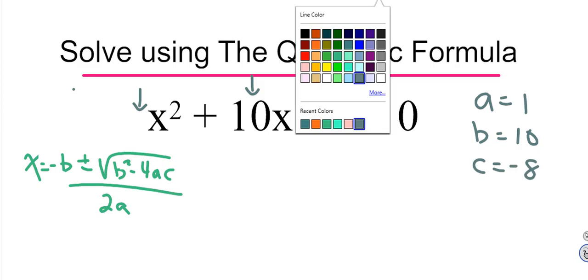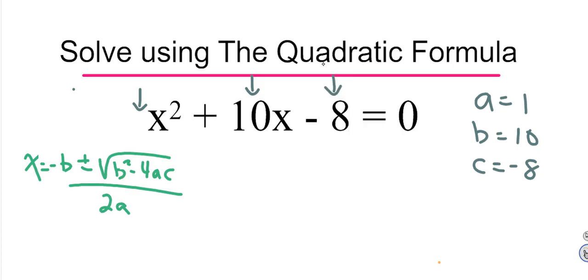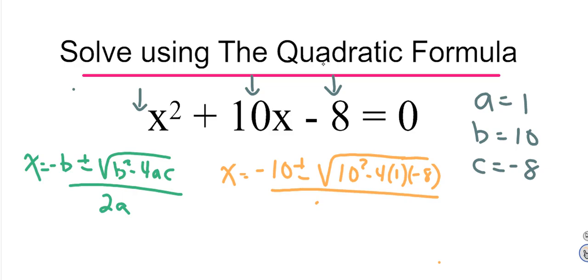All right, so let's plug and chug. That's maybe a little bit more Halloween-y. All right, so we've got x equals, b is 10, so negative 10 plus or minus square root 10 squared minus 4 times 1 times negative 8, all over 2 times 1.